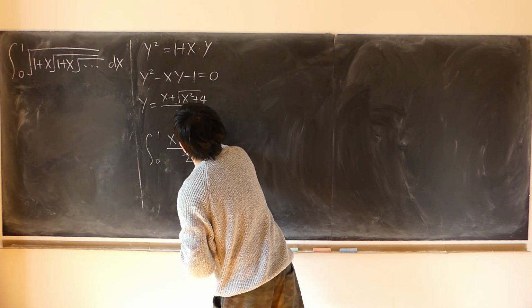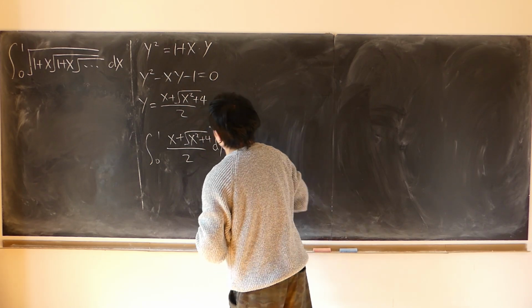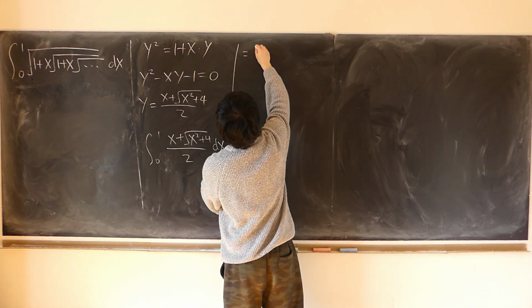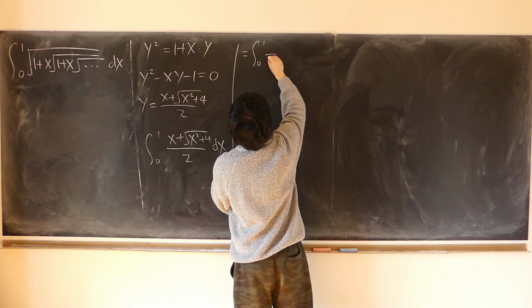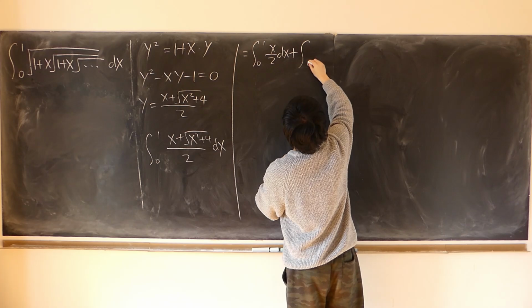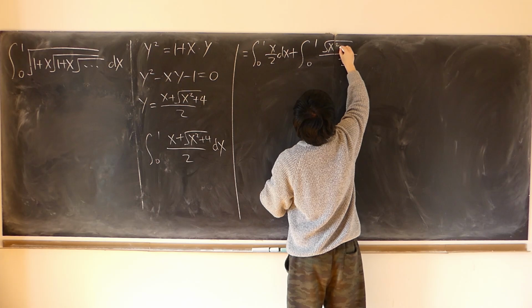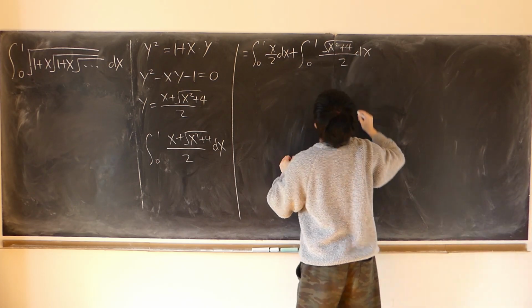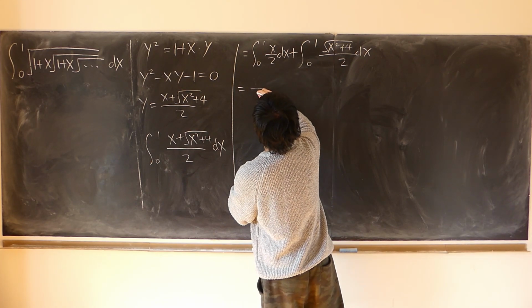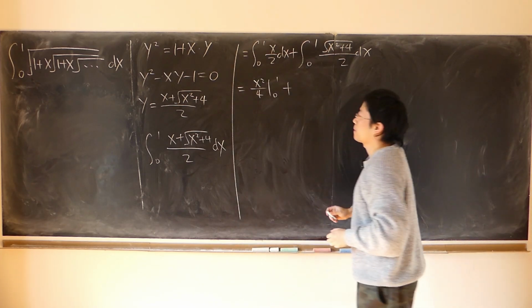Half x plus half square root of x squared plus 4. So this is just easily the integral from 0 to 1 of half x dx, plus the integral from 0 to 1 of half square root of x squared plus 4 dx. Okay. This is just x squared over 4, from 0 to 1, plus the second part.